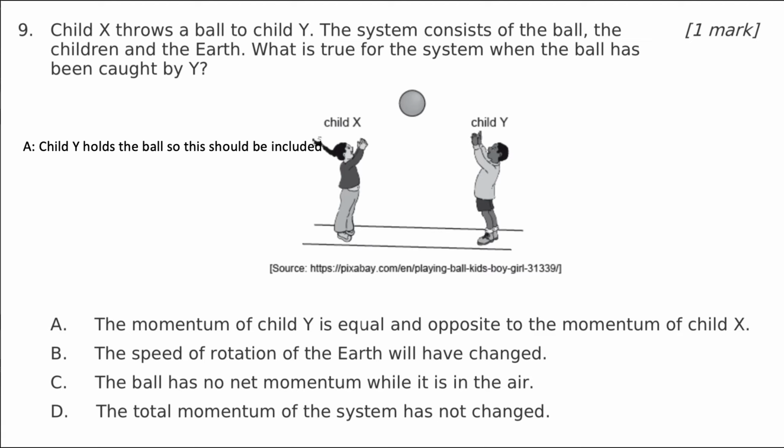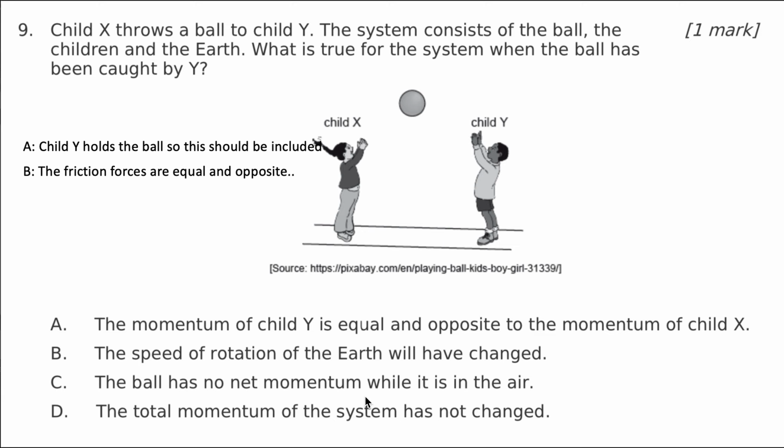Okay, there are other things going on here as well. However, if we're looking at a simplified picture, child X gives momentum P to the ball, and then the ball is caught by child Y. When child Y catches the ball, child Y's momentum must also be P.